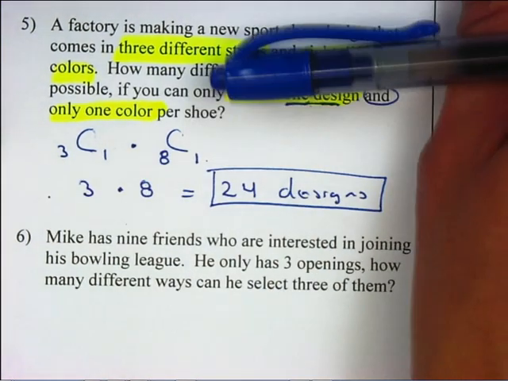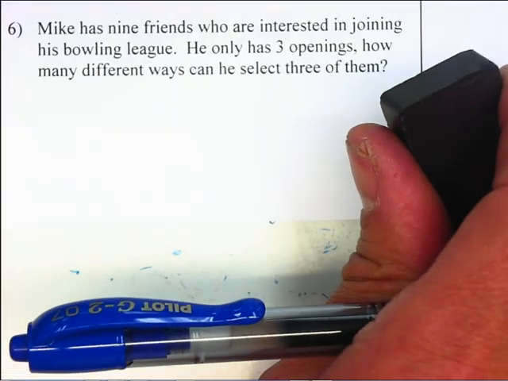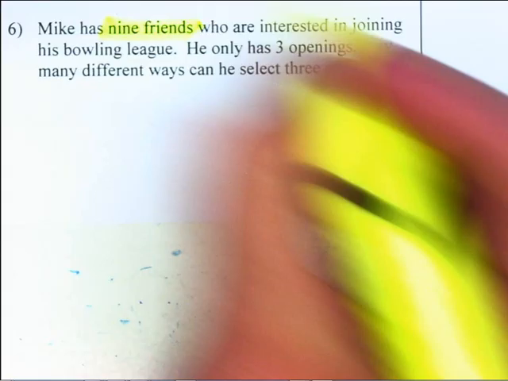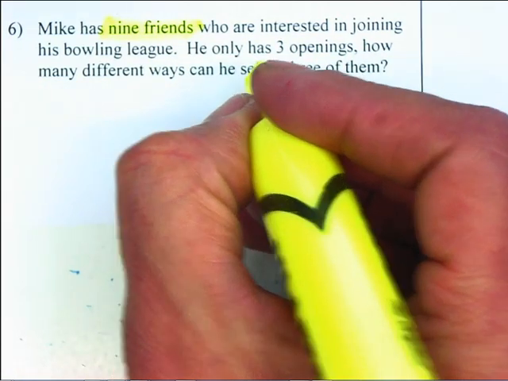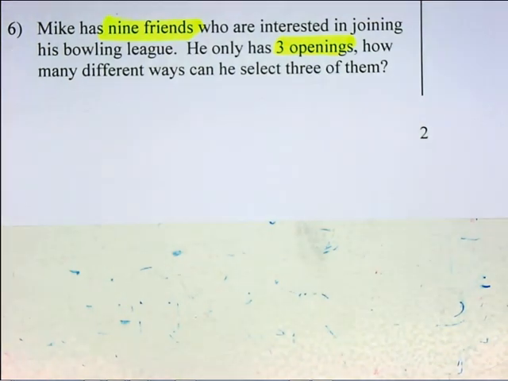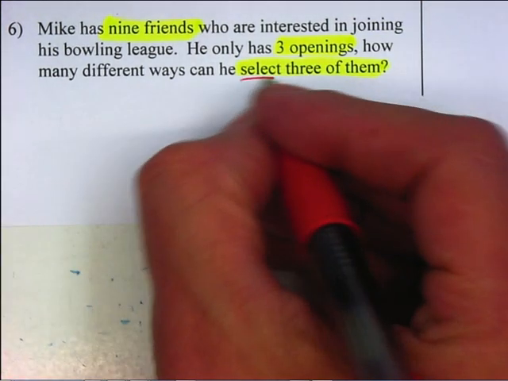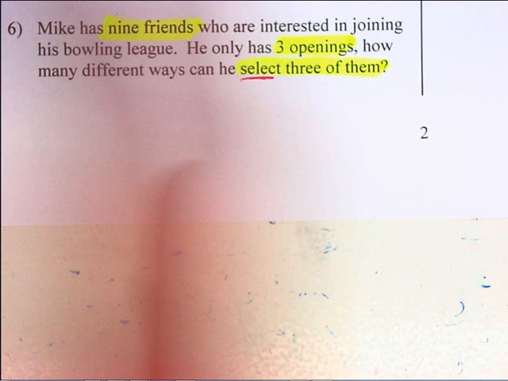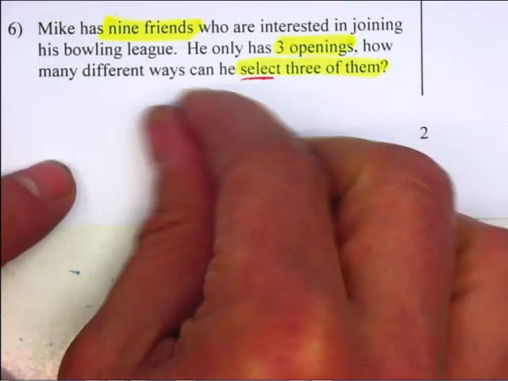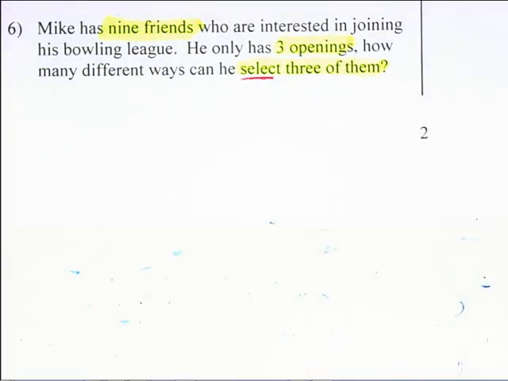Now let's continue to problem number 6. Mike has 9 friends who are interested in joining his bowling league, but he only has 3 openings. How many different ways can he select 3 of them? Remember, you are looking for keywords. In this case, select, you are choosing, you are selecting, and you are selecting all 3 of them at a time. You're not selecting one and then another and then another.